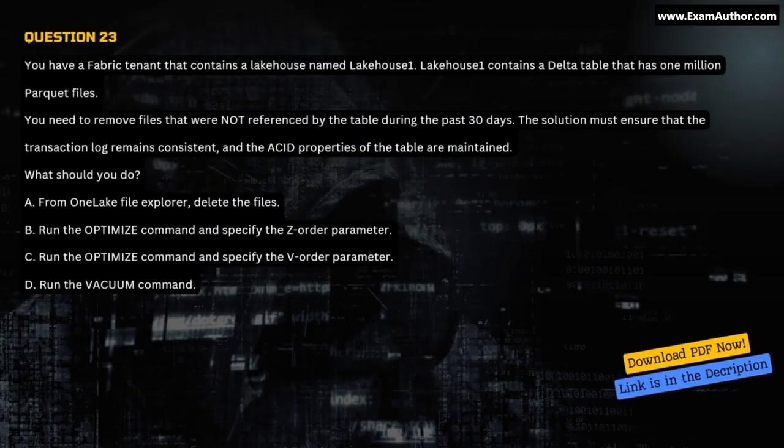Question 23. You have a fabric tenant that contains a lakehouse named Lakehouse 1. Lakehouse 1 contains a delta table that has 1 million Parquet files. You need to remove files that were not referenced by the table during the past 30 days. The solution must ensure that the transaction log remains consistent and the ACID properties of the table are maintained. What should you do? A. From OneLake File Explorer, delete the files. B. Run the optimize command and specify the zorder parameter. C. Run the optimize command and specify the vorder parameter. D.